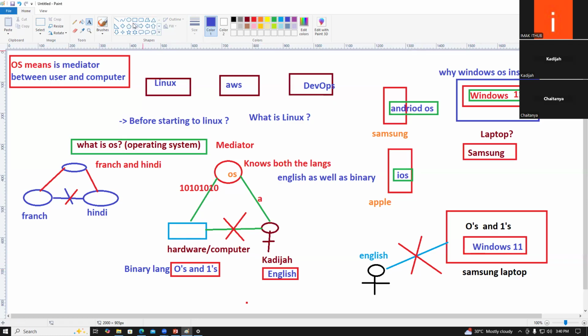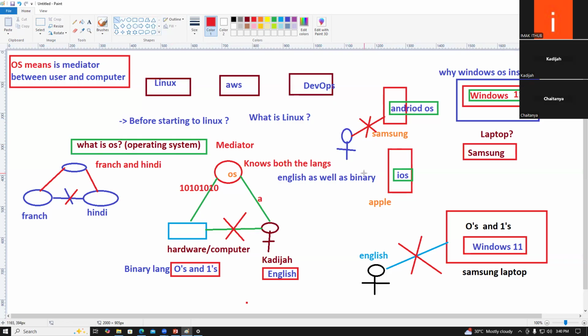Windows 11. So same as a Samsung phone. Samsung hardware knows which language? Without Android, are you able to communicate with this mobile phone? No. Why?